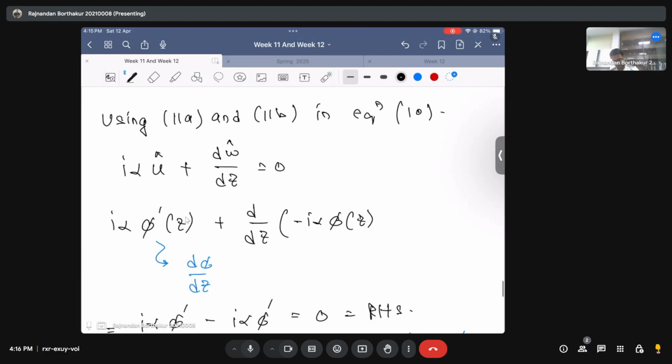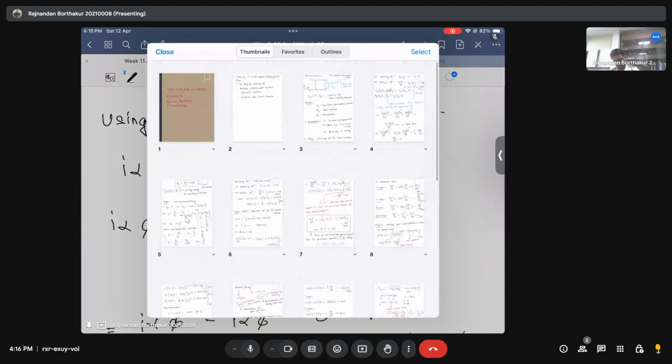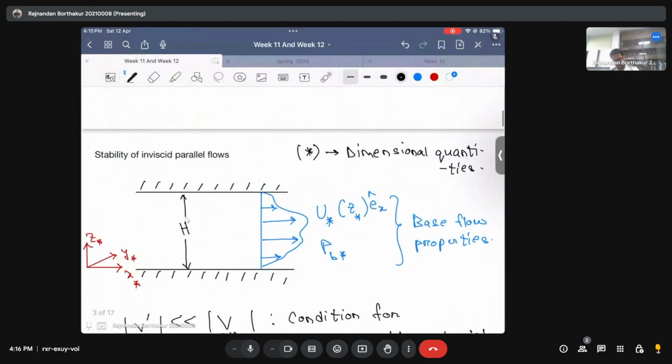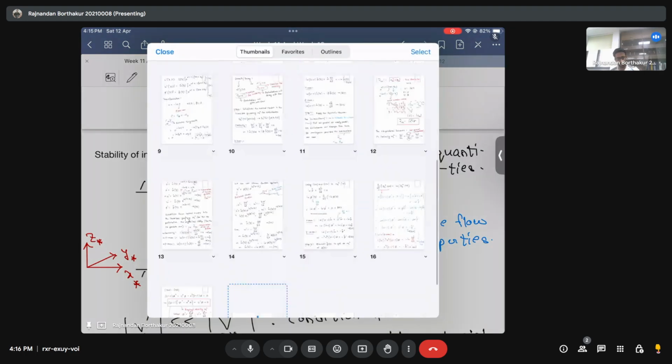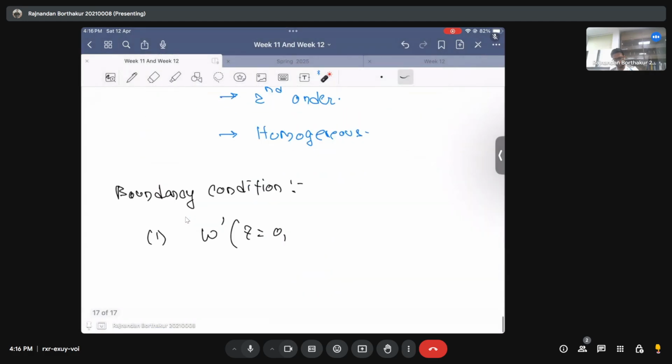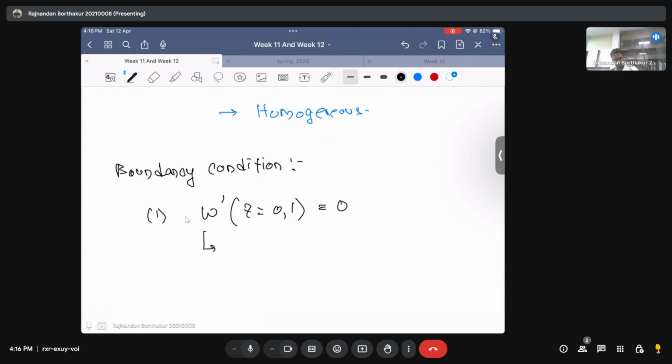Let's clarify. Let's see the physical picture once. Our axis was from the base. So the no penetration boundary condition will just say that w prime at these two points is equal to 0. That is, w prime at z equal to 0, 1 is equal to 0. But I have written w prime as w hat of z times e to the power i alpha (x minus ct), which means that w hat at z equal to 0, 1 is equal to 0.